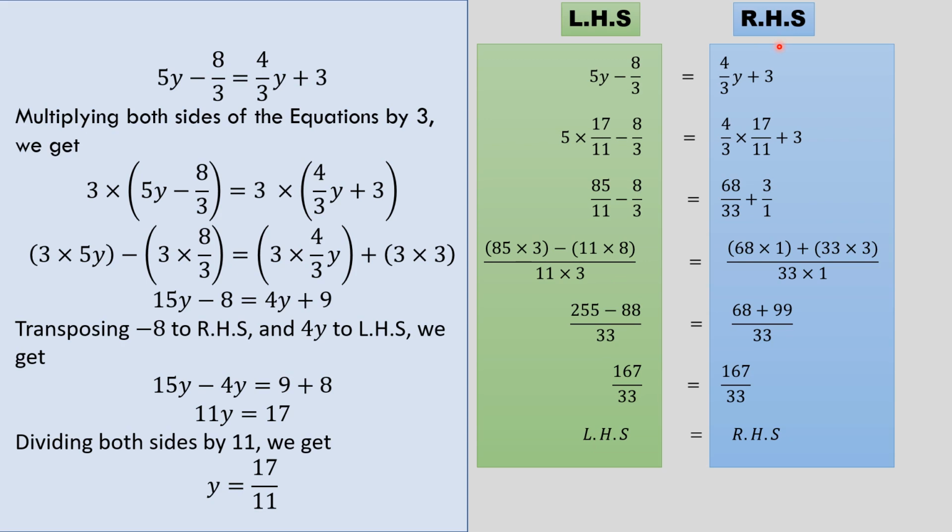If we put the value of y here as 17 by 11, 4 by 3 into 17 by 11 becomes 68 by 33. Taking the same LCM 33, we will have this fraction, and after adding 68 plus 99, we will get 167 by 33, which equals LHS. Hence, LHS equals RHS, so the solution is correct.